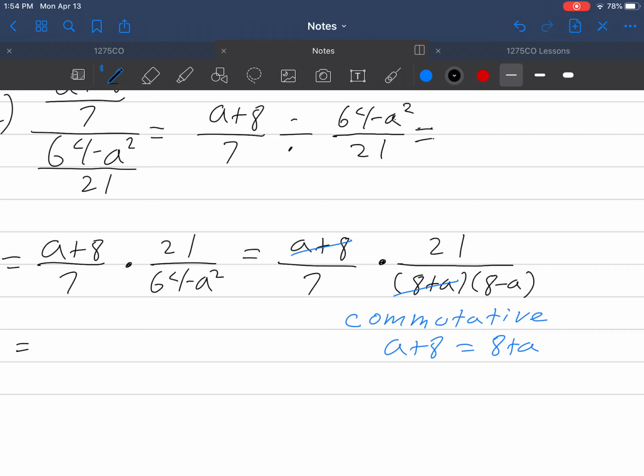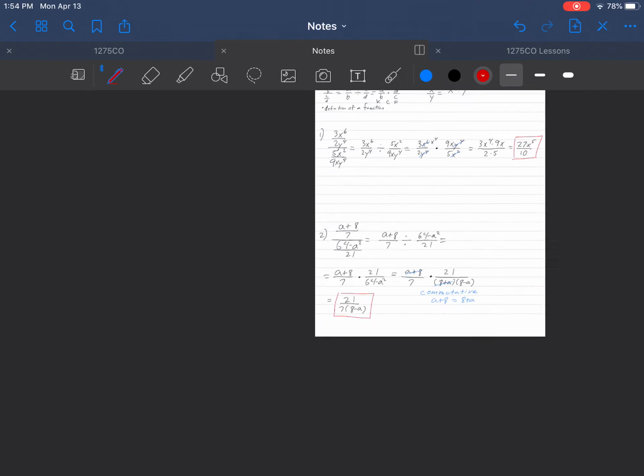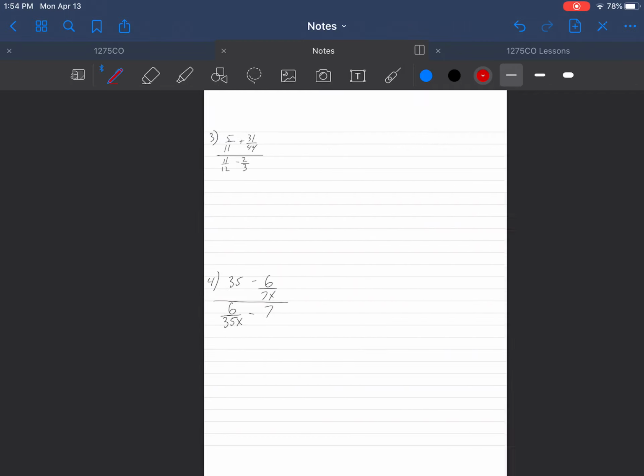Now, if there was a minus sign in between there, that is not commutative. But what we get left is 21 up top and 7 times 8 minus a on the bottom, and we're done.